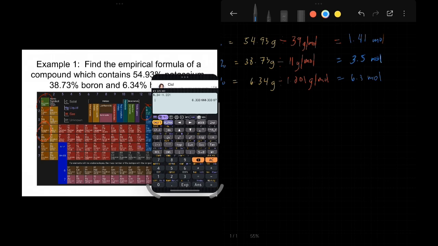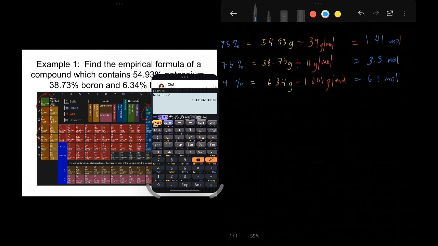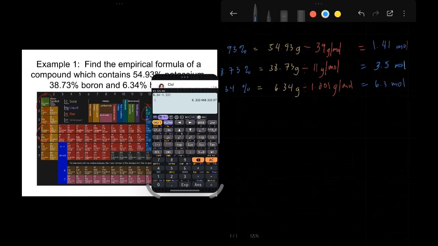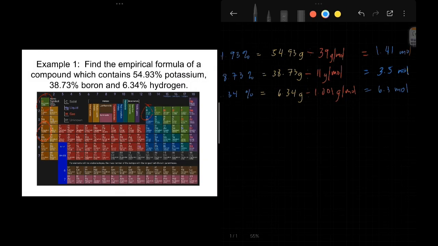Now you're able to get all the answers as you divide them. Now the next step, we're going to divide by the smallest value. So, again, let's label our elements because the target here is getting the ratio. So, we got potassium, boron, and then hydrogen. There, we got 1.41 mole, 3.5 mole, and 6.3. So, the smallest value that we got here is 1.41.